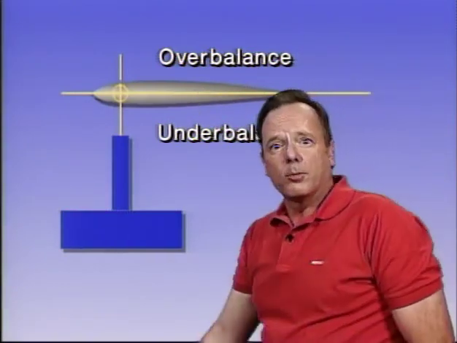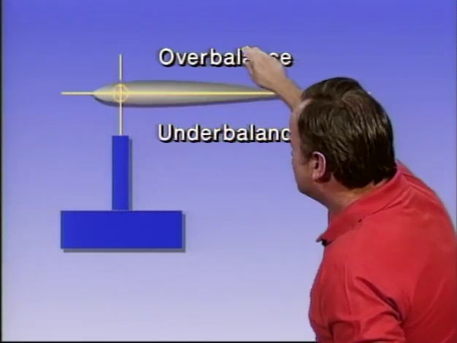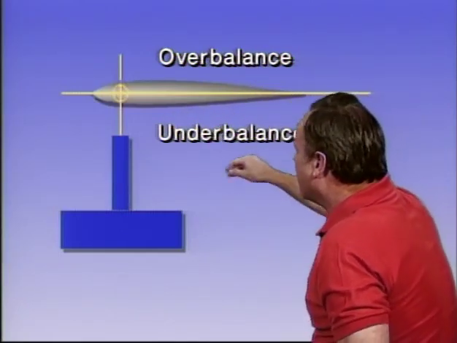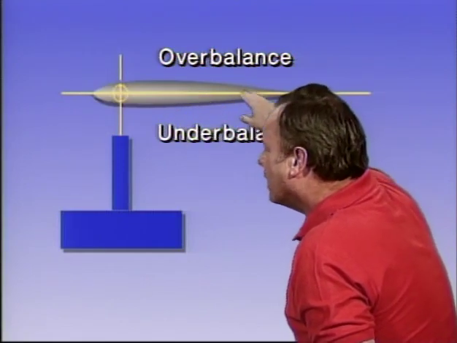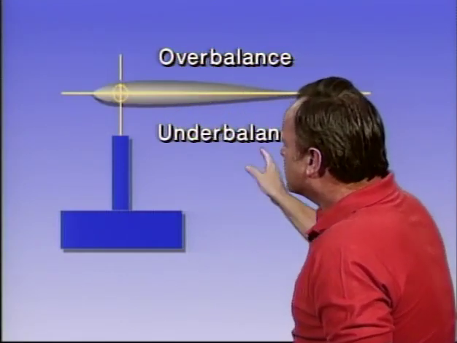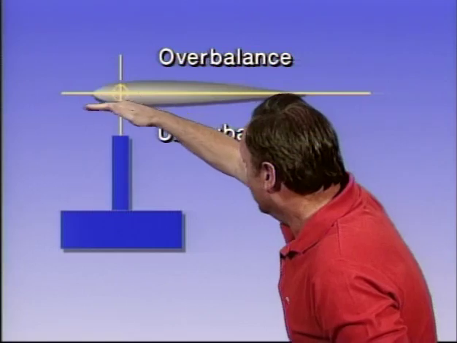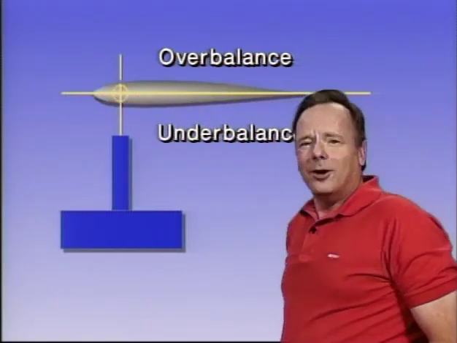And by the way, if you have any trouble remembering this, this is the underside, this is the overside. So if the trailing edge goes down, it's underbalanced. Trailing edge goes up, it's overbalanced. And that way you can determine whether it's properly balanced. Of course, what you want it to do is not have the trailing edge move at all.